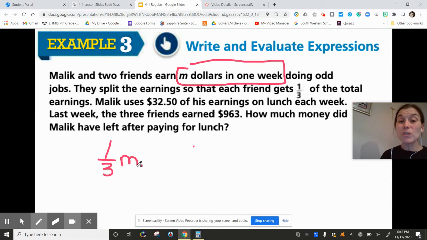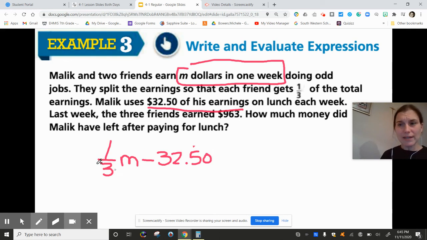And then he's going to spend money from that. So he's going to use that money to buy his lunch. How much of that money will he use? Well, from this money, he's going to take out $32.50 to pay for his lunch. So there's the expression.